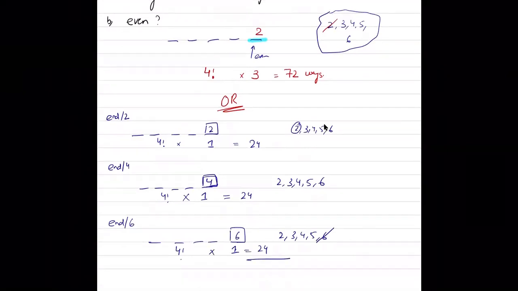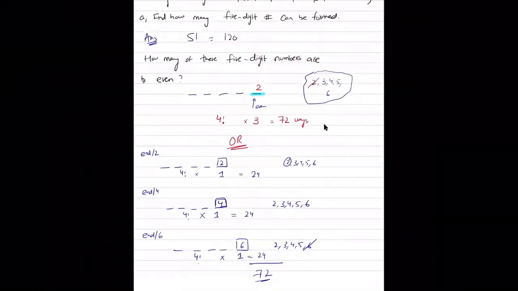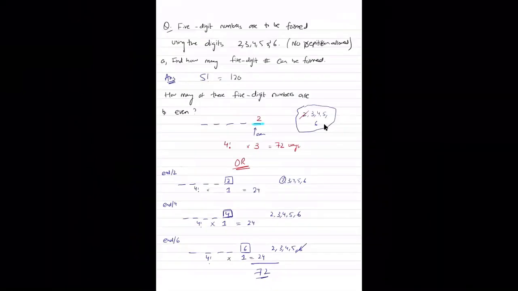So instead of adding 24, 24, 24, and getting the answer 72 and doing the working like this, for this particular question it was easy for us to write down three options available for the last position and multiply by 4 factorial. You get my point? Yes, sir. Any particular question you want to ask? No, sir. Okay.